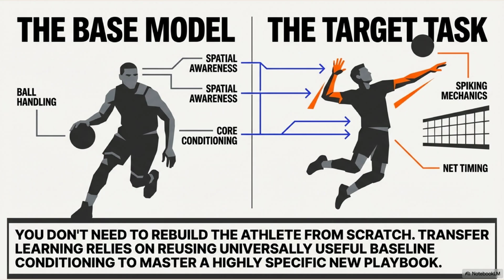Think about what it means to spend 15 years playing competitive basketball. You've already mastered footwork, hand-eye coordination, reading spatial relationships, and peak cardiovascular stamina. If you decide to pick up volleyball, you aren't starting from zero. You transfer those underlying, universally valuable skills to a new domain. You only need to learn the new game: spiking mechanics, net timing, the specific playbook. The caption at the bottom of this slide captures it precisely. You don't need to rebuild the athlete from scratch. Transfer learning relies on reusing universally useful baseline conditioning to master a highly specific new game.